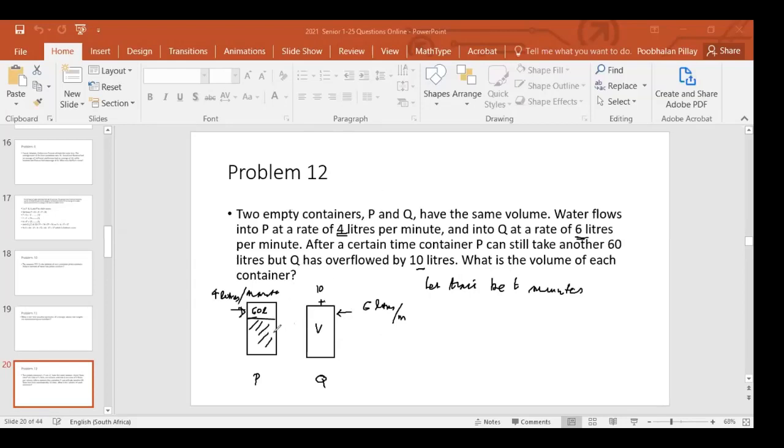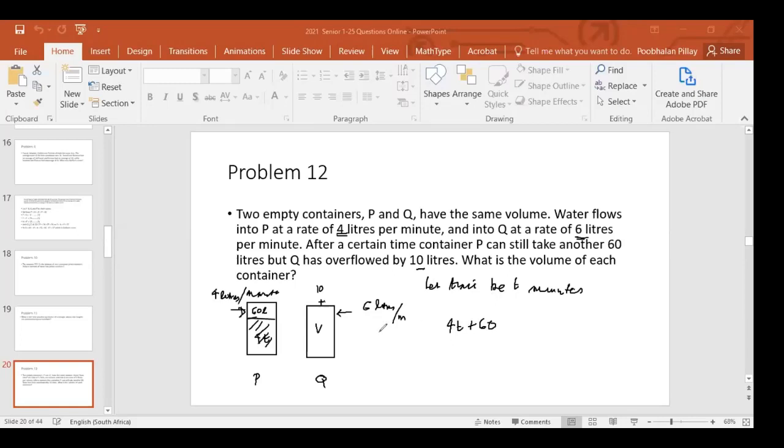So we know that after every 1 minute, 4 liters flow into P. So after t minutes, you will have 4t liters. After 1 minute, it's 4 liters, 2 minutes, 8 liters, and so on. After t minutes, you've got 4t liters here. So the volume is actually equal to 4t plus 60, because there's still 60 left over in that. So this is the volume, 4t plus 60.